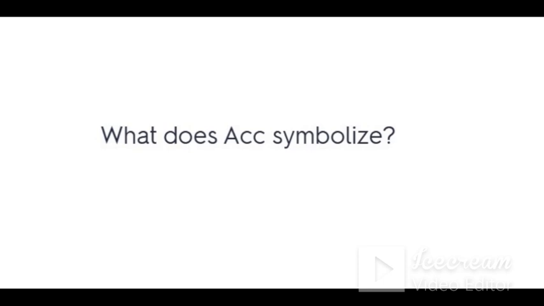What does ACC symbolize? This is going to be an abbreviated symbol in the upper left corner of each of the element boxes. What does ACC symbolize? It's an abbreviation referring to arm cross. Arm cross.